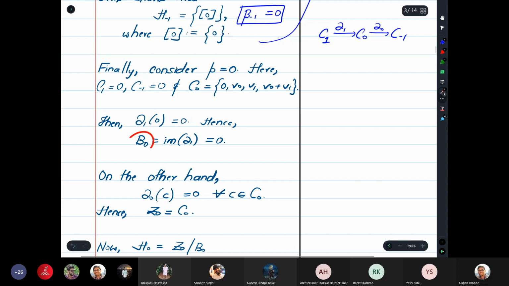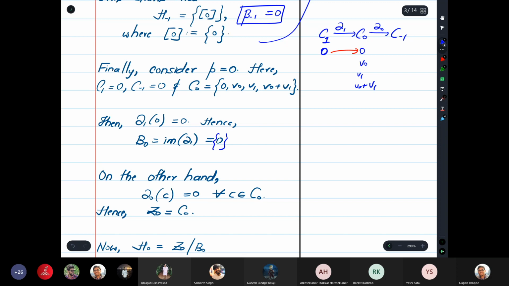Okay, so we will compute B0. What is B0? It's the image of this DABA1 operator. C1 is only made up of the trivial element 0, and C0 is made up of 0, V0, V1, V0 plus V1. However, 0 only gets mapped to 0. Hence, the image of DABA1, which is what B0 is, will only include the element 0.